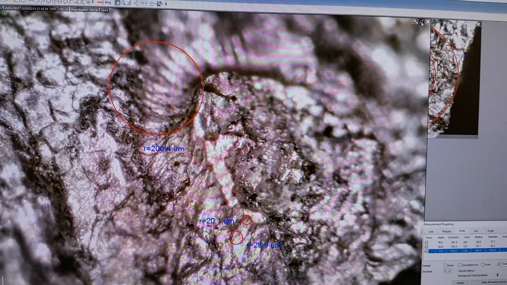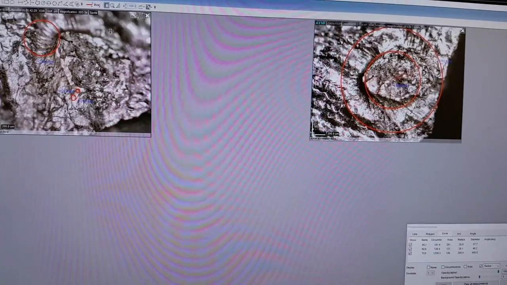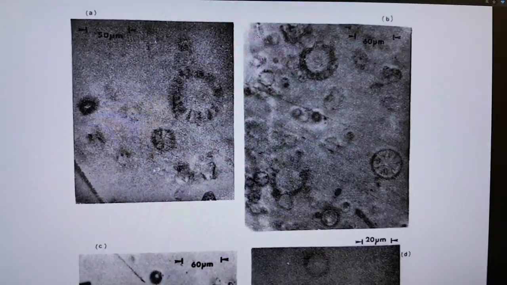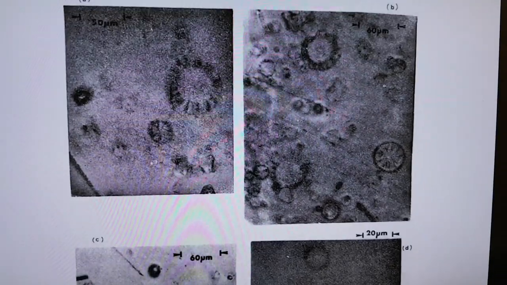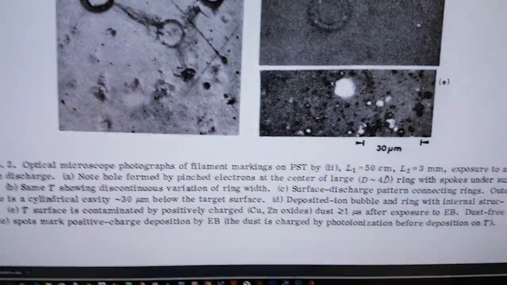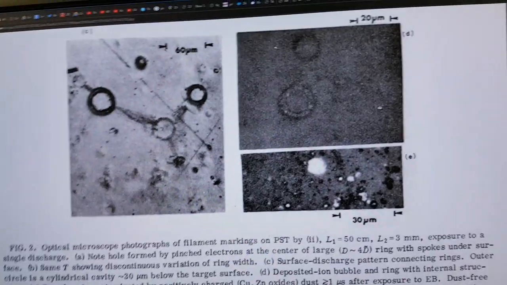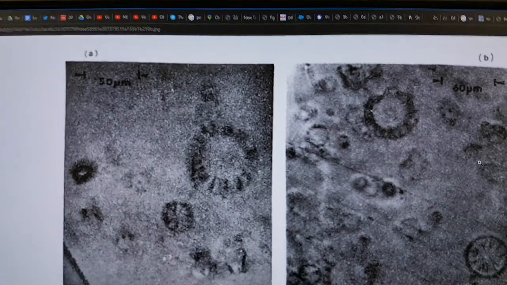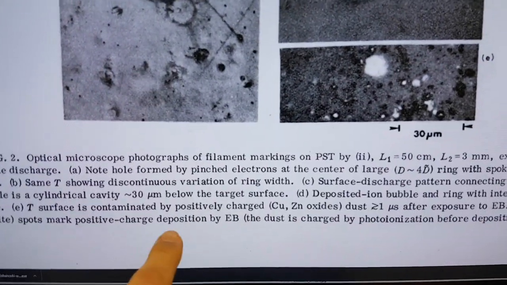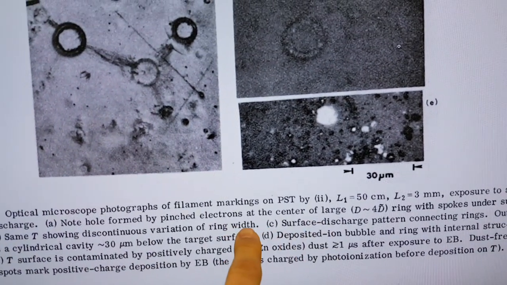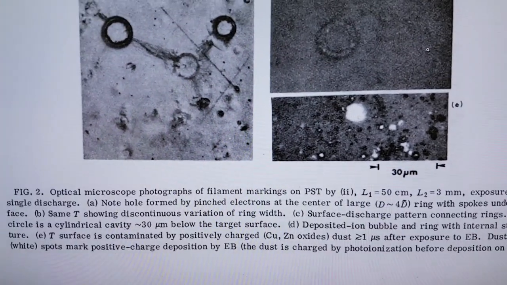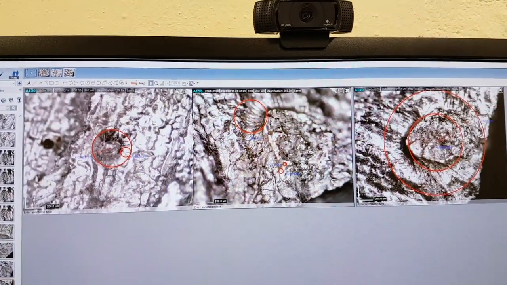Essentially, just to go over it, it was spelt out by Nardi and Bostick in their 1980 paper at the end of 25 years of research. And they are referring to this particular torus here, this strike mark. And they are noting that the hole formed by pinch at the center of the large D4D ring with spokes under the surface. That is borne out by every level.